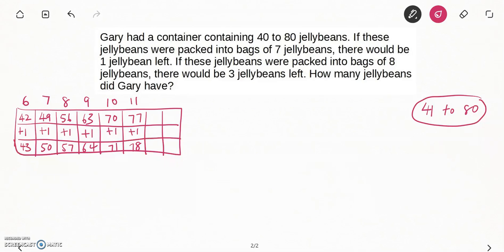So this is bags of 7, plus 1 remainder, so plus 1, you have this. These are the numbers that we are interested in, this row. This is the row that we are interested in.